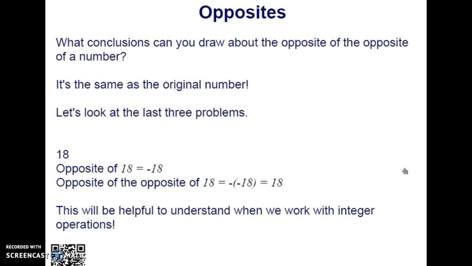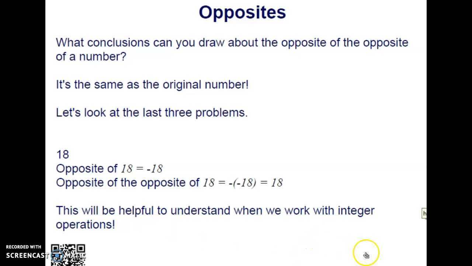Let's look at the last three problems. The opposite of 18 is negative 18. The opposite of negative 18 is a positive 18. This will be helpful to understand when we work with integer operations. Just know the opposite of 18 is negative 18, but the opposite of negative 18 would give us a positive 18.